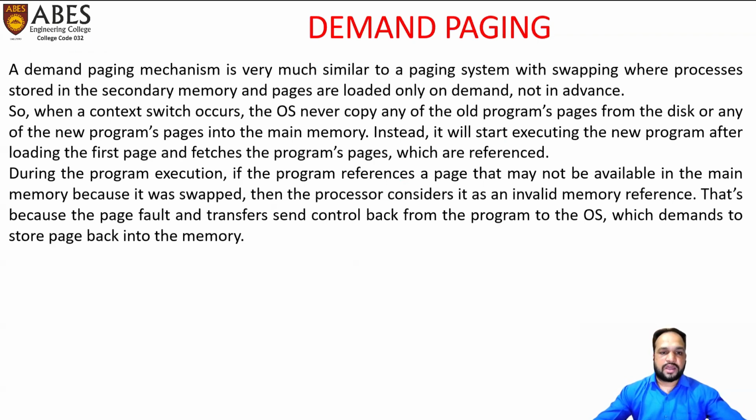So during program execution, the program references a page that may not be available in the main memory because it was swapped out. Then the processor considers it an invalid memory reference. That causes a page fault and transfers control back from the program to the operating system, which demands to bring the page back into the memory.